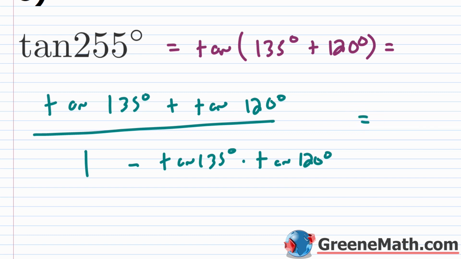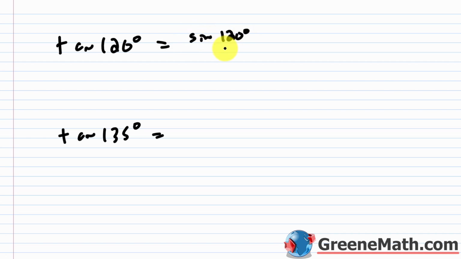Before we can continue, I need to find the tangent of 120 degrees and the tangent of 135 degrees. With the tangent, it's not on the unit circle, so you need the sine divided by the cosine. You can go to the unit circle, get the sine value and the cosine value, do your division, and you'll have your tangent. So the tangent of 120 degrees is the sine of 120 degrees divided by the cosine of 120 degrees.